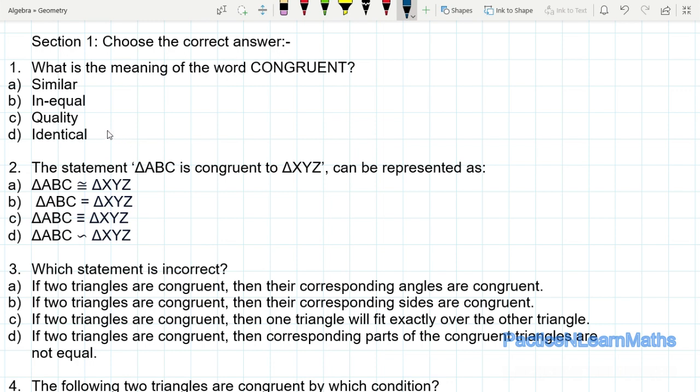What is the meaning of the word congruent? The correct answer is 1D. The word congruent means identical. There is a difference of similarity and congruence in this particular geometry. Question number 2. The statement triangle ABC is congruent to triangle XYZ can be represented as... correct answer is 2A. The symbol for congruency is like this.